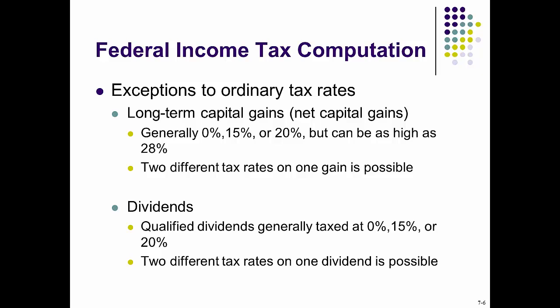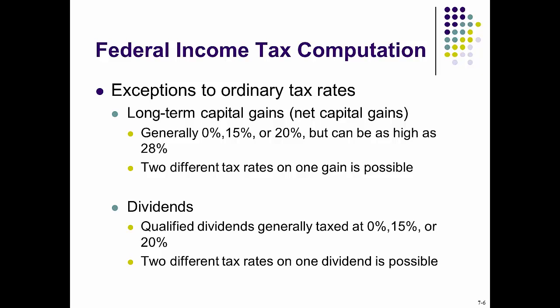The preferential tax rates are 0% if your marginal ordinary income tax rate is 10% or 15%, and then your capital gain tax will be 15% for an ordinary income tax rate in the brackets above that, up to 35%, for example the 25%, 28%, 33%, and 35%. And there is 20% for the 39.6% ordinary income tax rate. For this one, you may want to see footnote 2 on page 7-4 for exceptions.